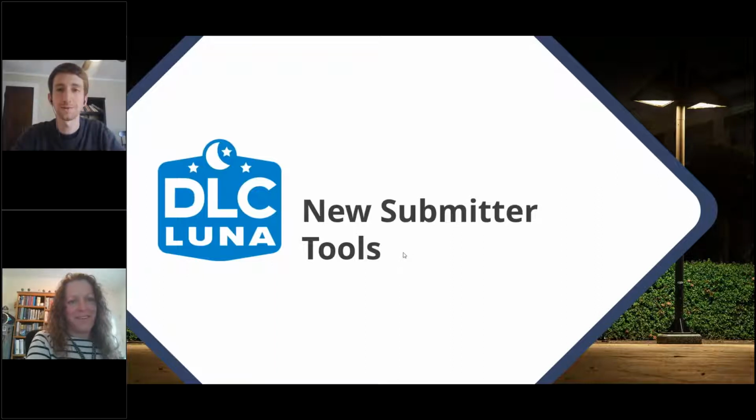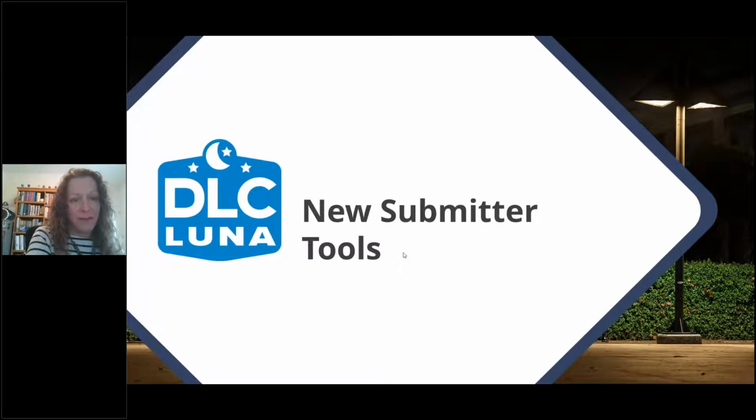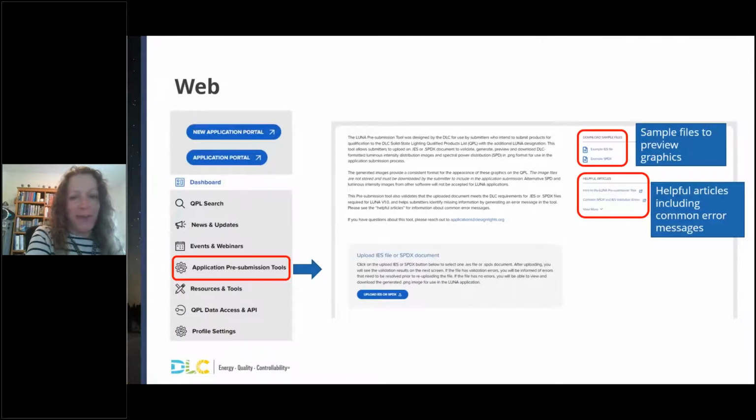Great, thanks, Aaron. Hey, y'all. I'm really excited to walk you through these new submitter tools, and we're going to talk about the new LUNA pre-submission tool today. As Aaron mentioned, you're going to use this tool to generate those luminous intensity distribution images and those spectral power distribution images that will be shown on the QPL. So let's show you what we have next.